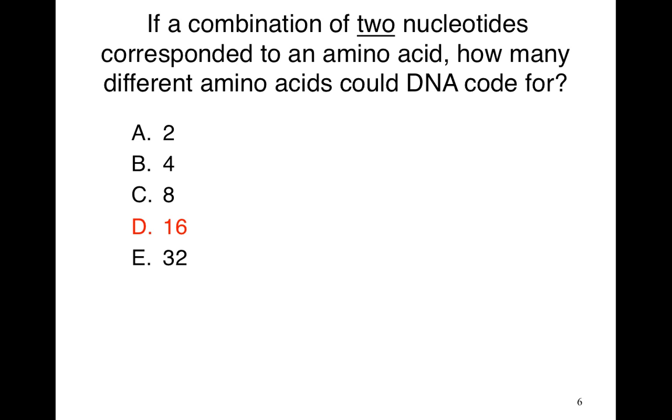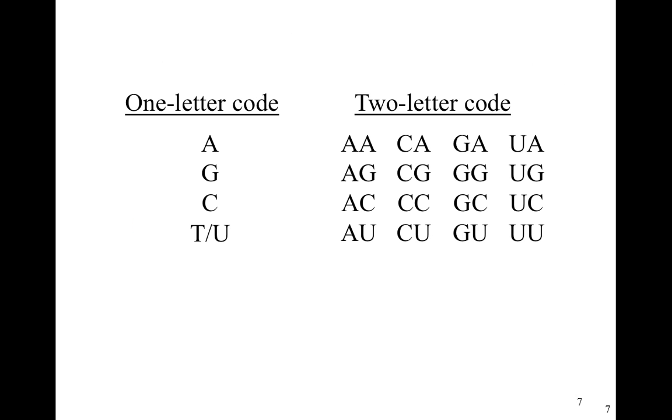So the correct answer would be 16. For a 2 nucleotide codon, we would have 4 squared. The number of different possible codons would equal the number of different nucleotides raised to the x power, where x is the length of the nucleotide string. So here are our nucleotides, and these would be those 16 options if we were using just a 2-letter code for an amino acid. But that's not what we actually use.